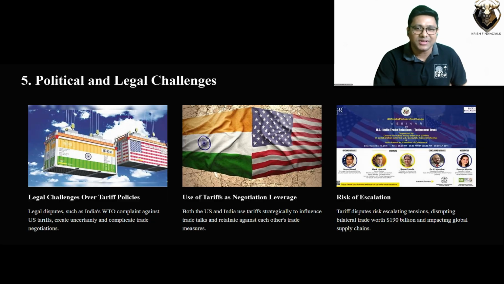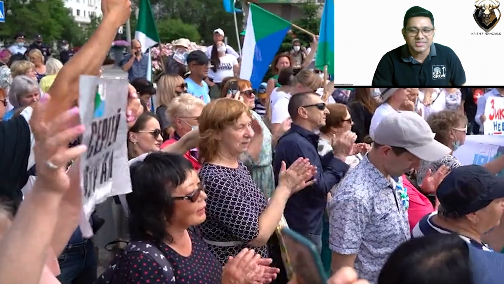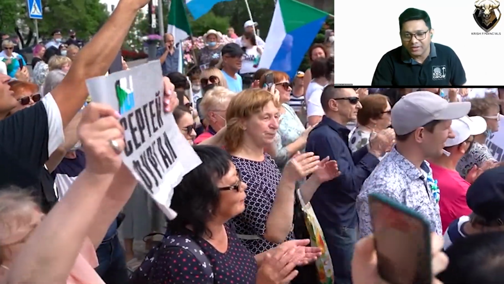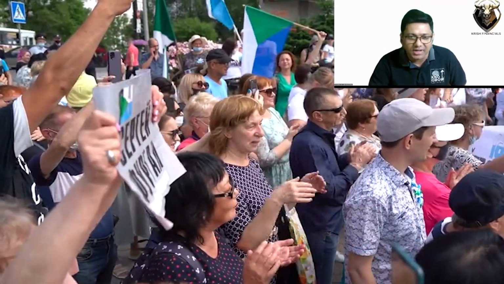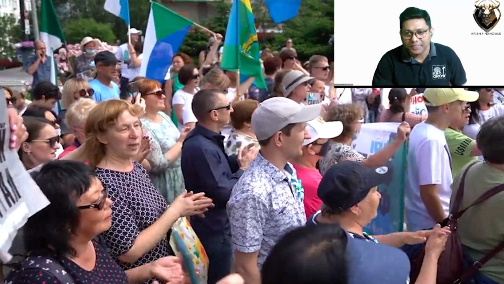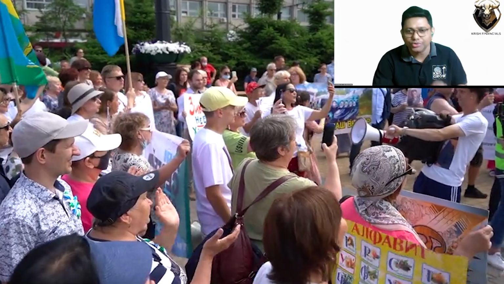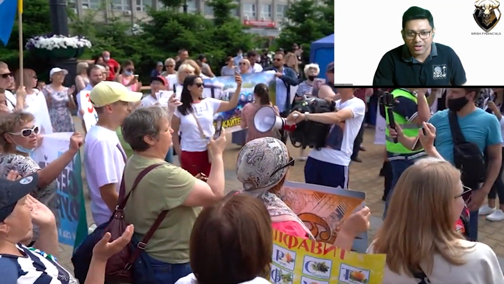And lastly, the political and legal challenges. There is a lot of fighting going on. Section 232 is a major bone of contention now, and currently India and the US have a trade volume of around $190 billion, which is targeted to be $500 billion by 2030. So those are the hurdles that both parties, India and the US, need to work upon.